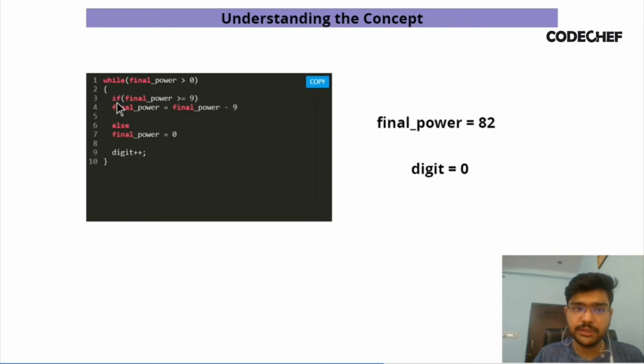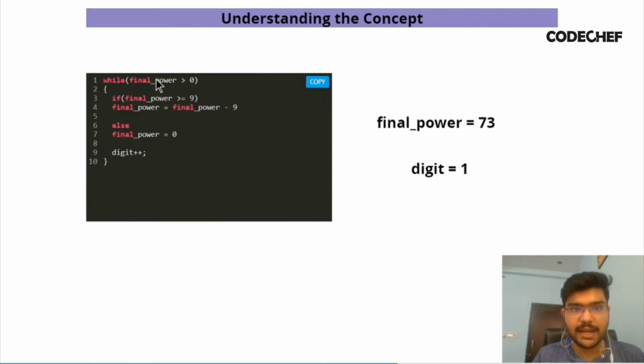Now the first if condition states that if final power is greater than or equal to 9. So yes, it is greater than or equal to 9. Then I'll reduce 9 from the final power. So here it goes. I'll reduce 9 from the final power, now it becomes 73. And I'll increment the digit. So the digit will be incremented from 0 to 1.